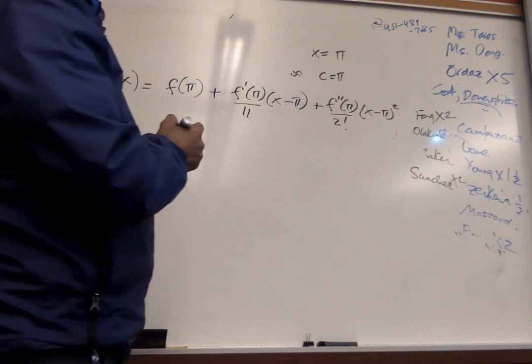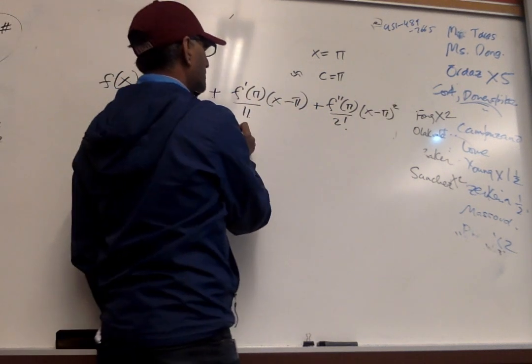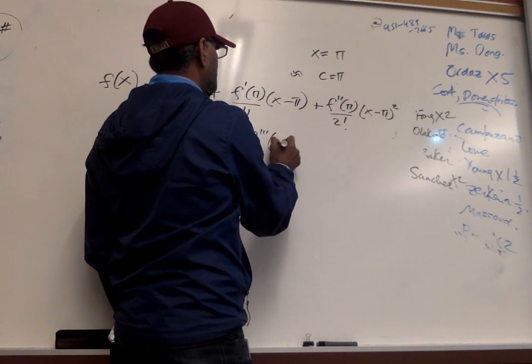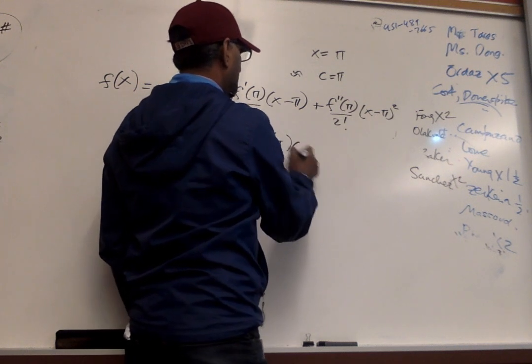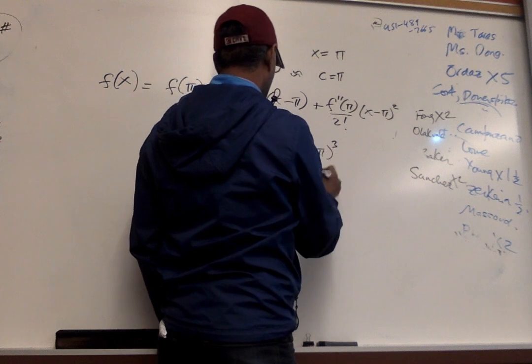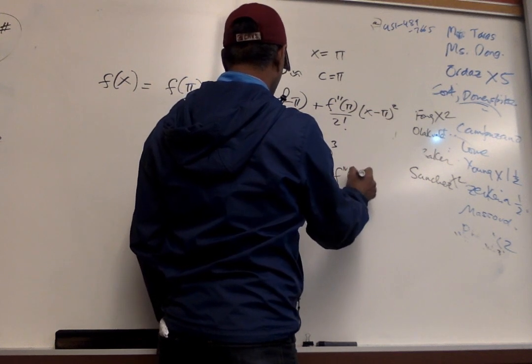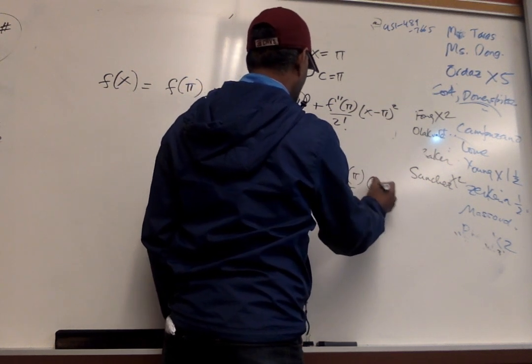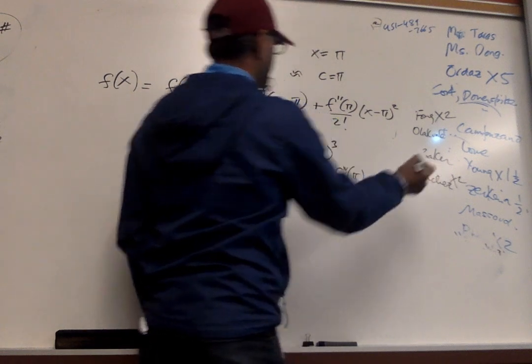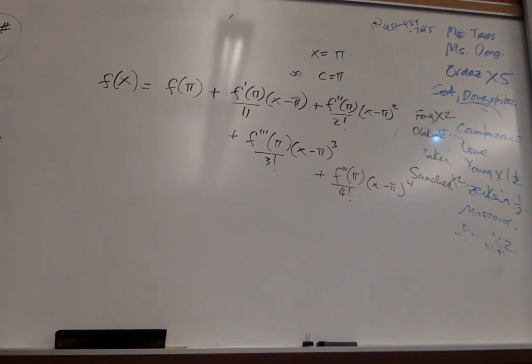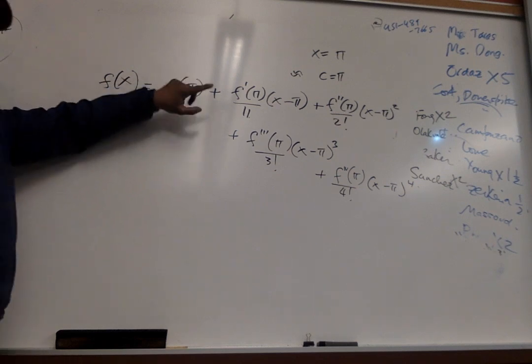How do I know when to stop? They say fourth degree. Pay attention to the question. Plus f triple dash of pi over 3 factorial, x minus pi cubed, plus f4 of pi over 4 factorial, x minus pi to the power of 4. So what are the 5 things I need to find? f of pi, f dash of pi, and so on.